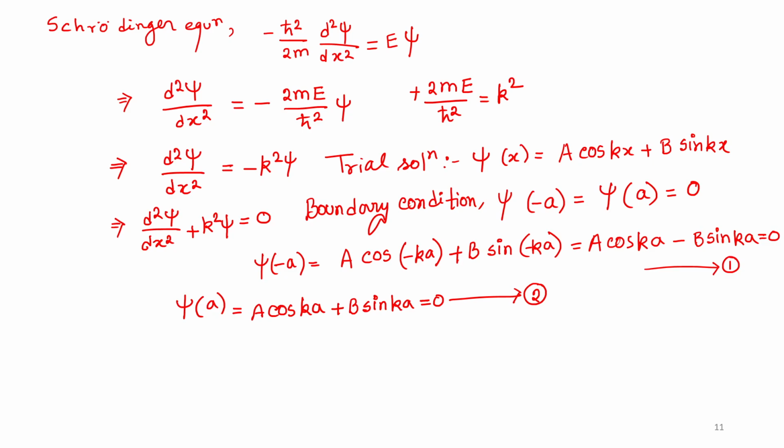Okay. Now let us add equation 1 and equation 2. The b sin ka part is going to vanish, so we will deal with a cos ka equals 0. And when we subtract equation 2 from equation 1, we are left with b sin ka equals 0. We are going to get these two equations from equations 1 and 2.